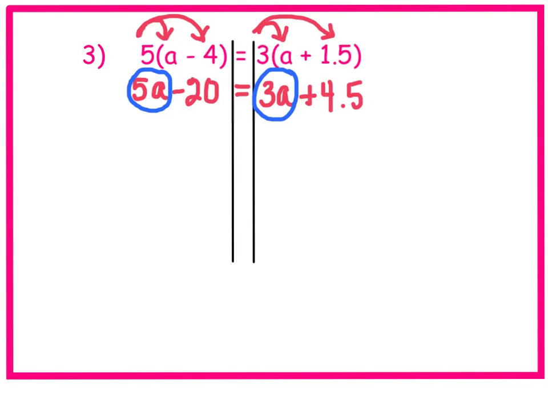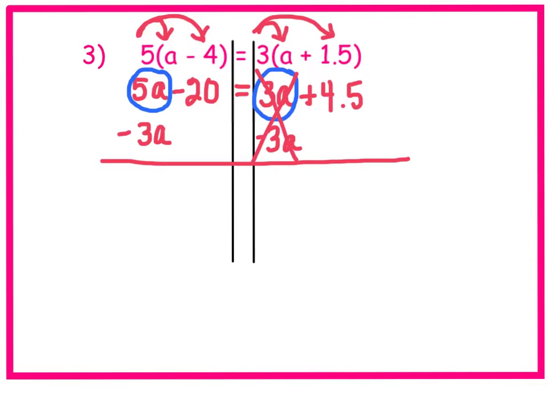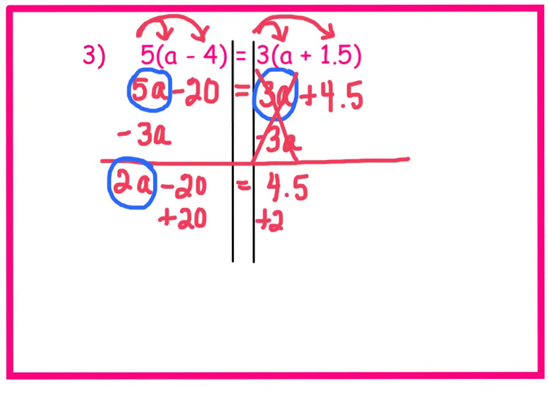So if I look for the smaller of the two, right here, 3a is smaller than 5a, what I'm going to do is get rid of the 3a. So subtract 3a from both sides. That gives me 2a minus 20 on the left, and then 4.5 on the right. Okay, just a few more steps to go. Here's my term with my variable. I need to get rid of the minus 20, so I'm going to do plus 20.